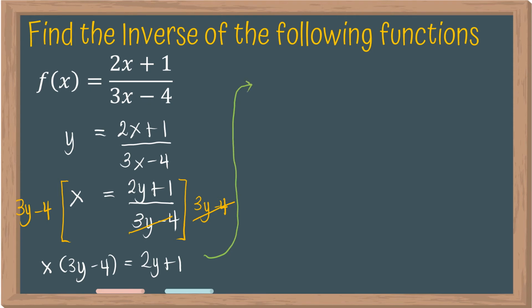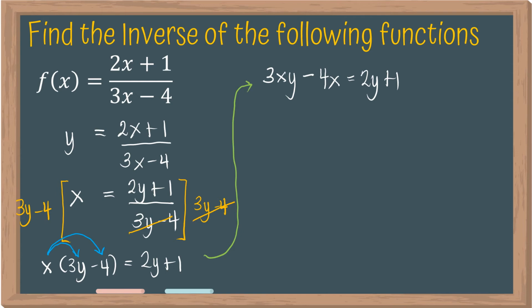We will have, so distribute the x variable to the terms inside the grouping symbol. So that is x times 3y and then x times negative 4. So doing that, we will have x times 3y will be 3xy and then x times negative 4 will be negative 4x. And then copy the right side of the equation, 2y plus 1. Okay, so after that, we're going to combine like terms.